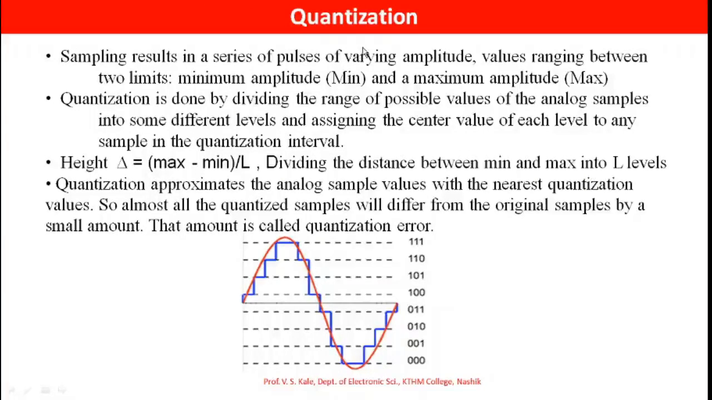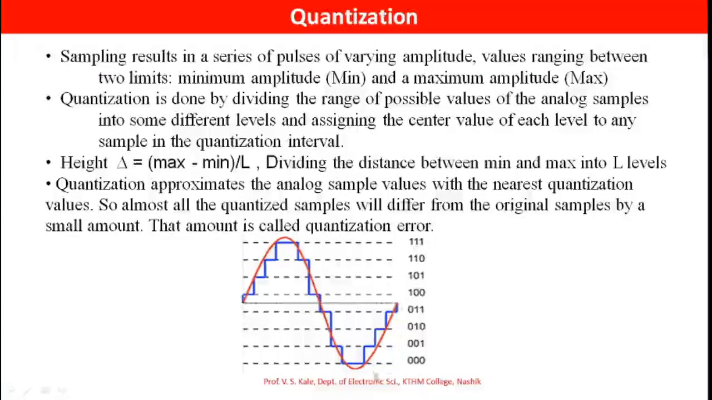Now see the details of quantization. Sampling results in a series of pulses of varying amplitude. Values ranging between two limits, minimum amplitude and maximum amplitude. Quantization is done by dividing the range of possible values of the analog samples into some different levels and assigning the center value of each level to any sample in the quantization interval.